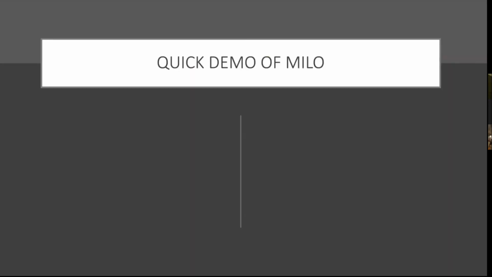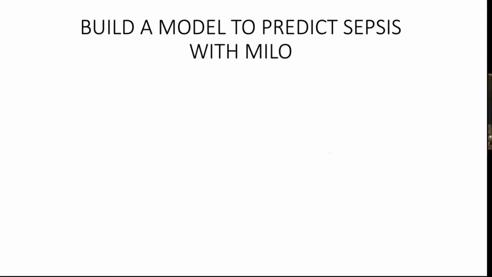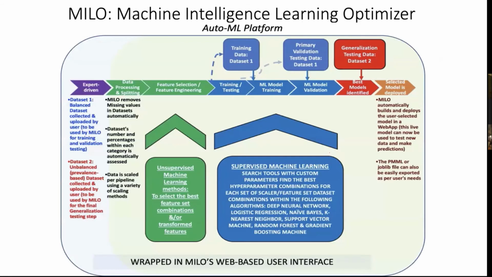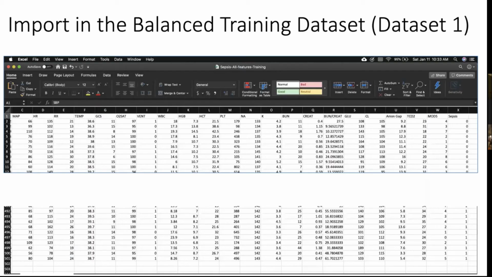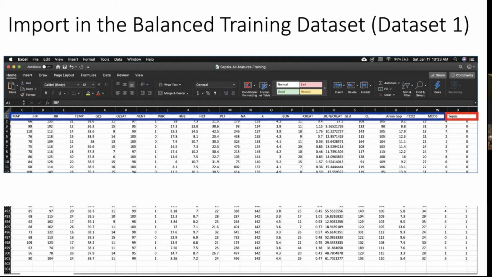So, a quick demo of how MILO works. Imagine you want to predict sepsis as your target. Everything in the grayed out area, MILO will do automatically for you, and you just bring in your data set. This was our clinical trial for sepsis, and we have about 250 positive cases. The ones are positive and the zeros are negative.